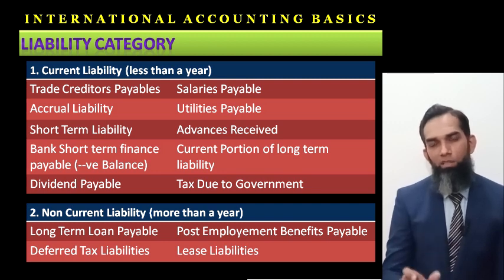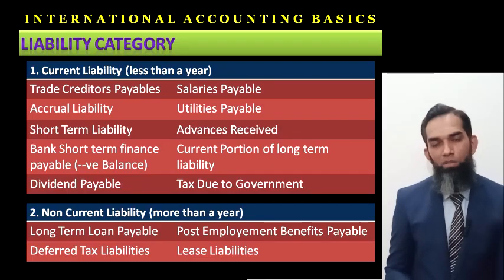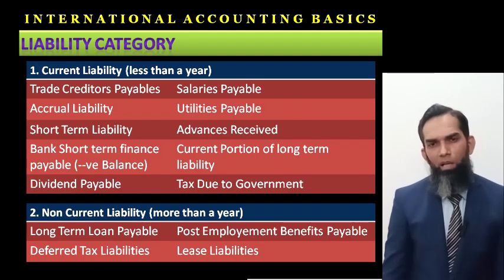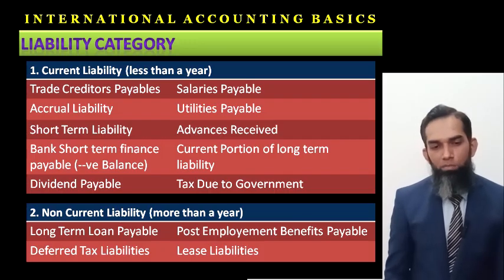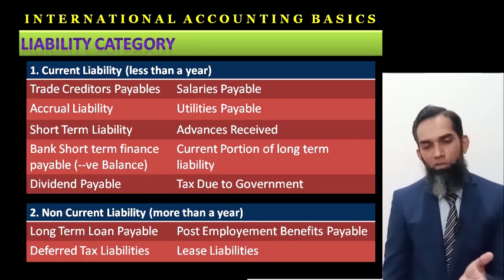And each day's closing balance is multiplied by the interest rate, and that amount of interest has to be paid by the company to the bank at the close of the quarter, at the close of the month, or whatever suits the company. So these are the current liabilities which we have talked about.